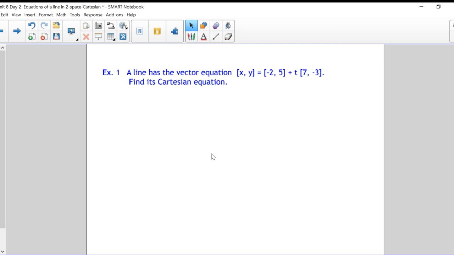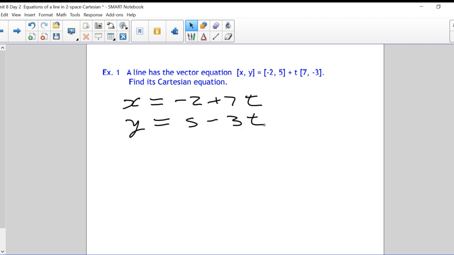Okay, let's go. The line has a vector equation, and they give you the vector equation; find its Cartesian equation. Let's work through this now. So I'm going to write, first of all, the parametric equation. So x equals, we know how this works, minus 2 plus 7t, and y is equal to 5 minus 3t. Okay? All right.